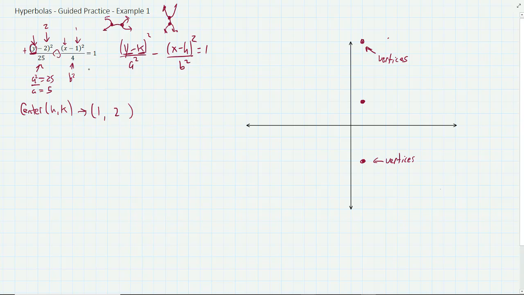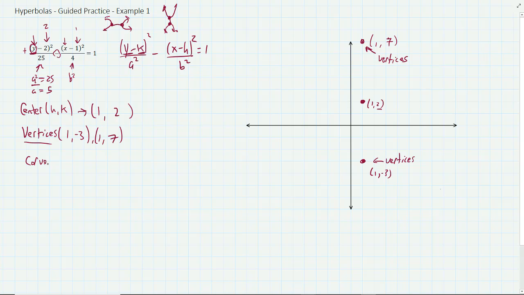Okay, and right here, so let's actually give those coordinates. Vertices. So we're going to go 5 up and 5 down from the center here, which is 1, 2. So we're only changing the y value. We're adding 5 to it and subtracting 5 from it to get to this point. So this point right here is 5 taken away from 2, which is going to be 1, negative 3. And this is going to be 5 straight up from 1, 2, so it's going to be 1, and 2 plus 5, which is 7. So those are the coordinates of the vertices. You have to find out those things. Okay, so 1, negative 3, and here I got 1 and 7.